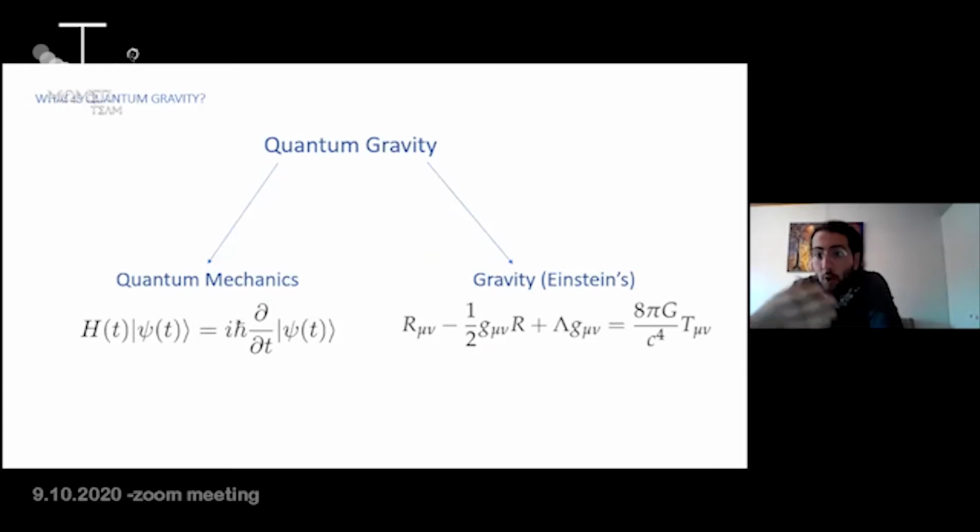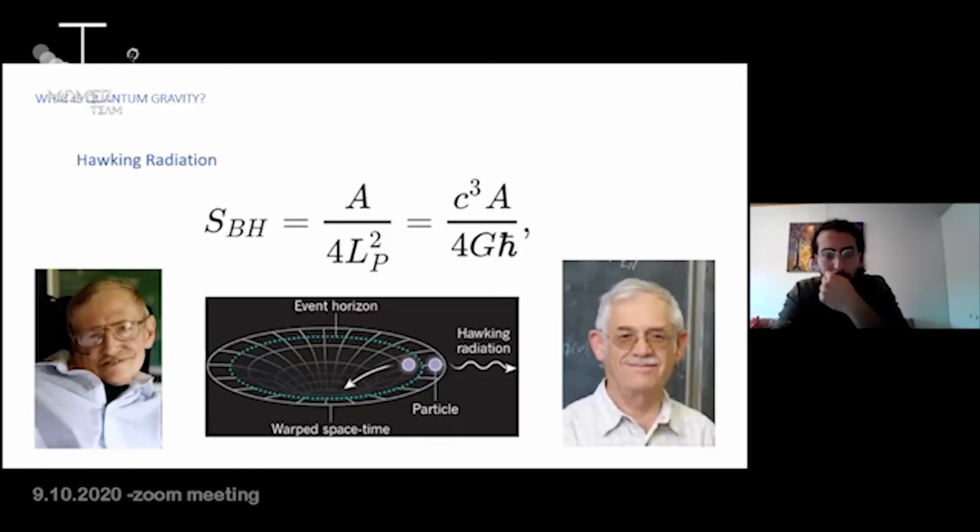This is what we hope to achieve: to have a theory of gravity, Einstein's gravity or some extension of it, plus a cosmological constant lambda. Einstein space-time plus quantum mechanics, the Schrodinger equation. We put them together.